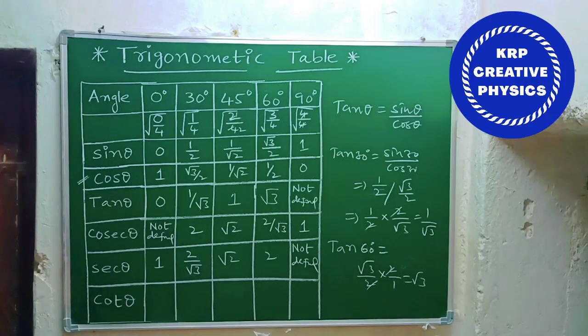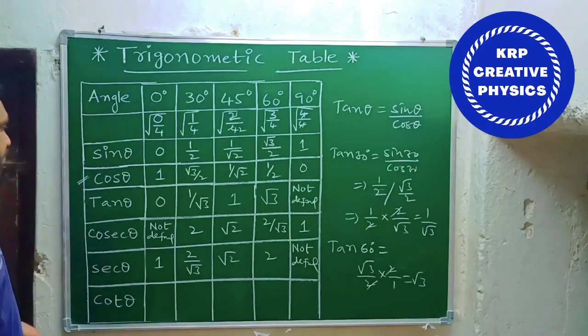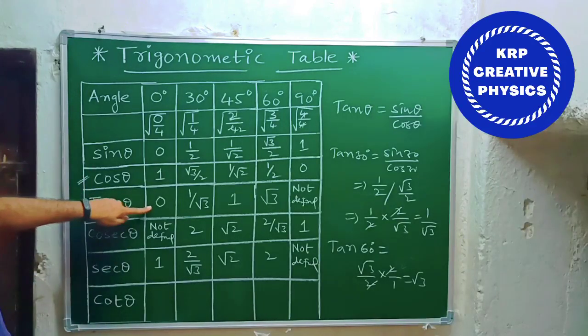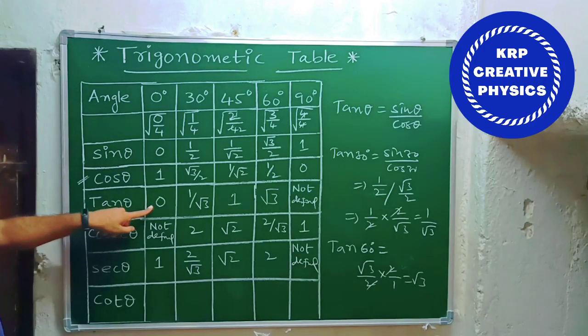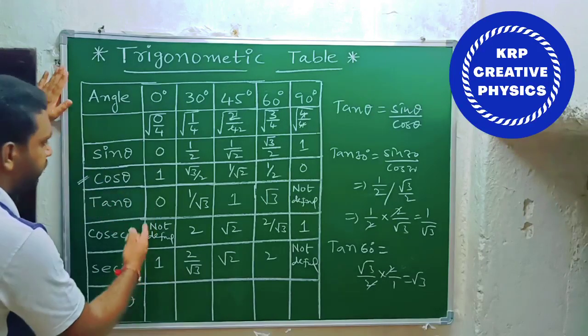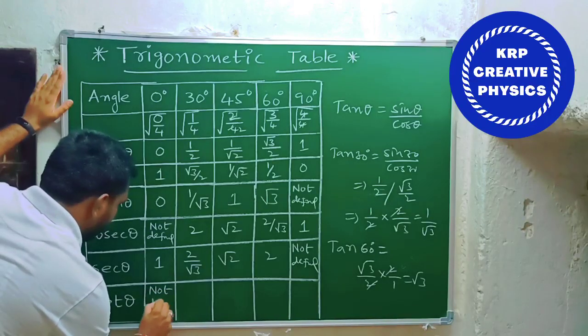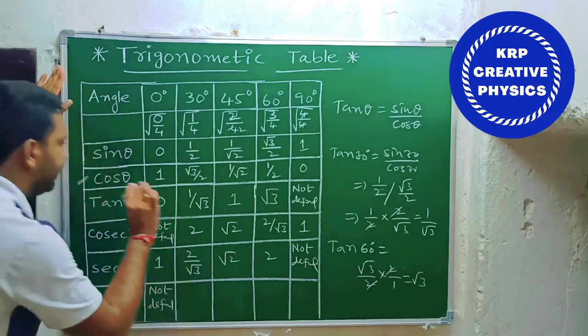So last we need to find cot theta values. So cot theta means what here? The reciprocal of tan theta. So we need to find the reciprocal of tan theta. So tan 0 is 0. The reciprocal of tan theta means what here? 1 by tan 0. So 1 by 0. So we'll get 1 by 0, which means what here? It is also something by 0, which is undefined, not defined. Or infinity also you can write.